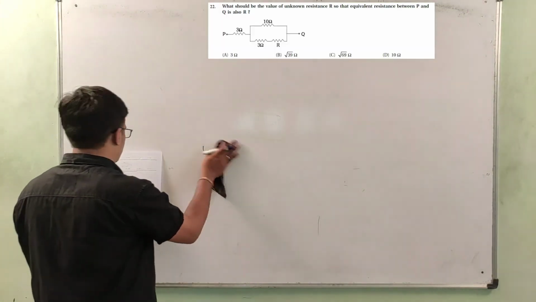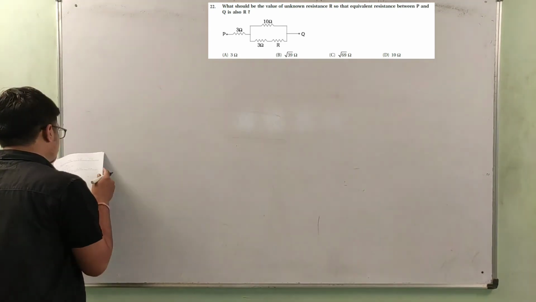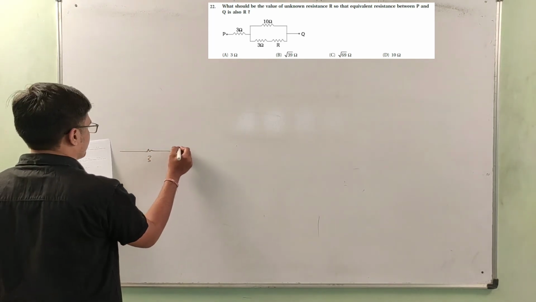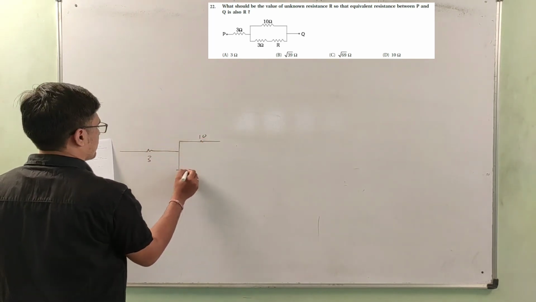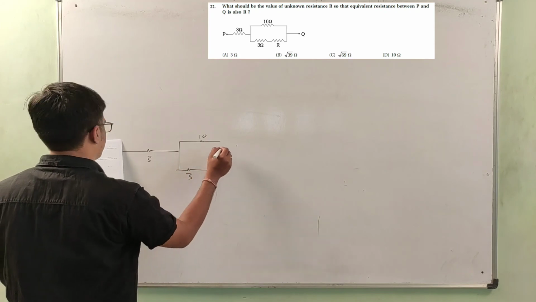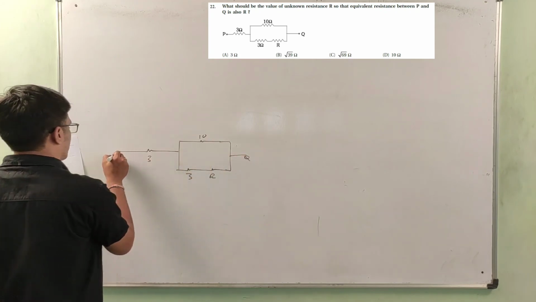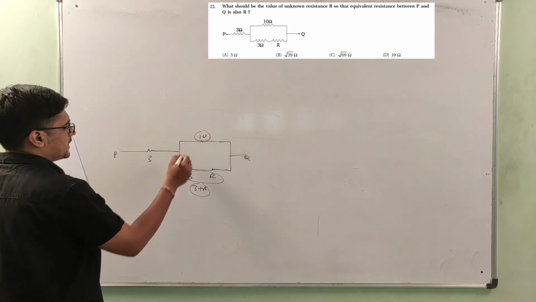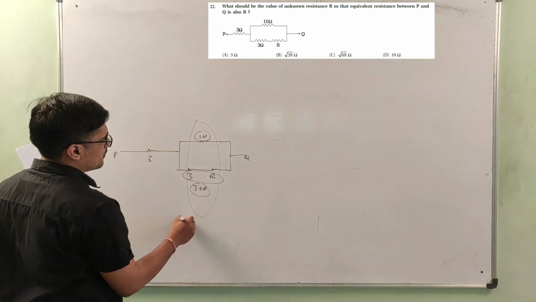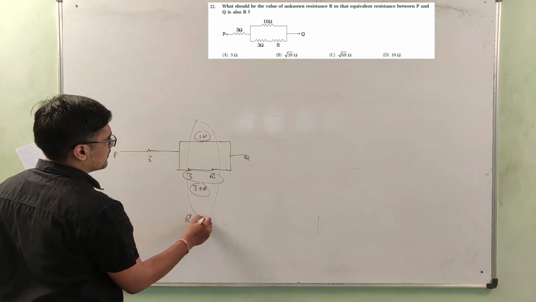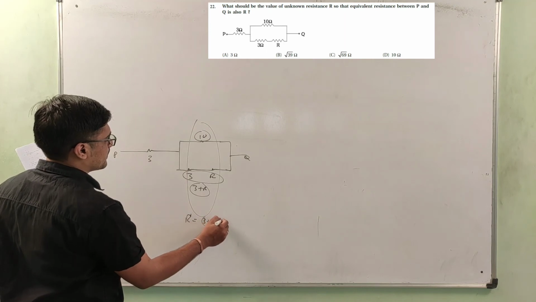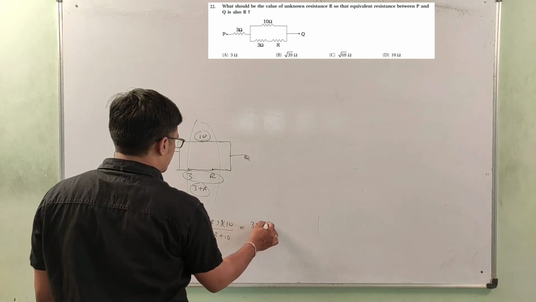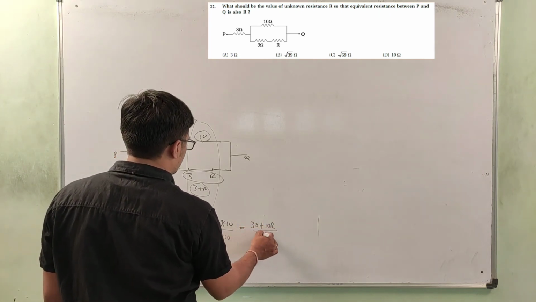22. Question number 22. What should be the value of the unknown resistor R so that the equivalent resistance between P and Q is also R? These two are in series, so that becomes 3 plus R. 3 plus R and 10 are in parallel. So the resistance of this network is multiplication by addition, so 30 plus 10R divided by 13 plus R.